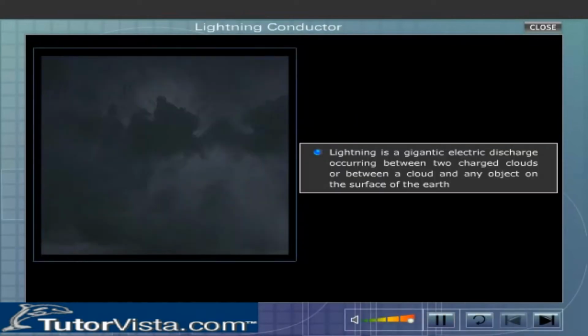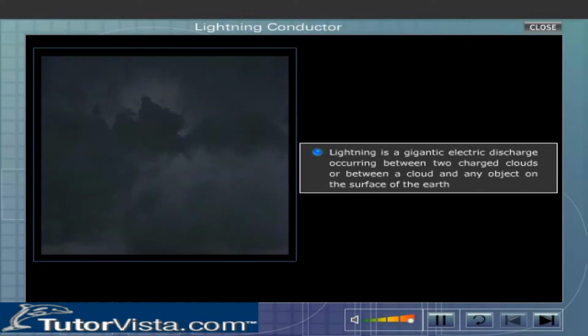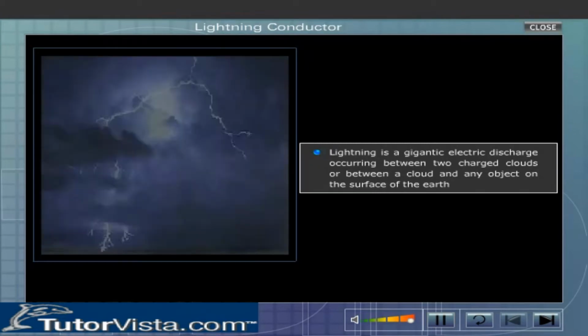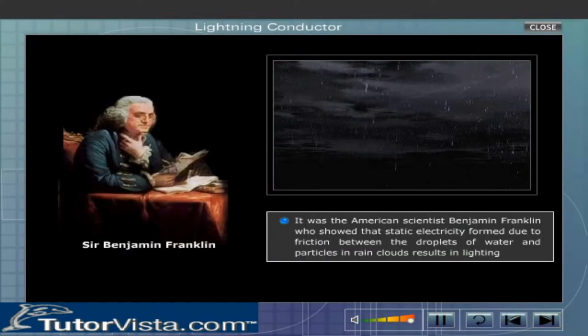Did you know that lightning is a gigantic electric discharge occurring between two charged clouds or between a cloud and any object on the surface of the earth? It was the American scientist Benjamin Franklin who showed that static electricity formed due to friction between the droplets of water and particles in rain clouds results in lightning.